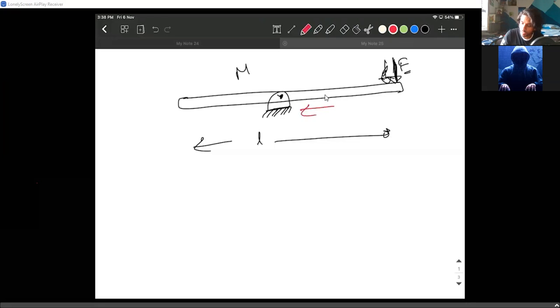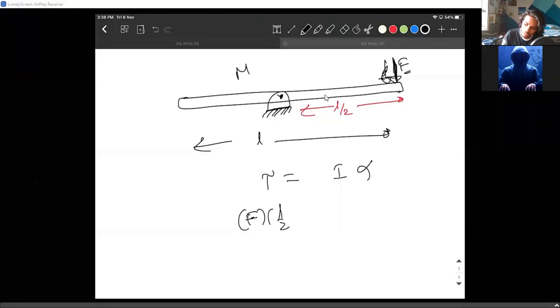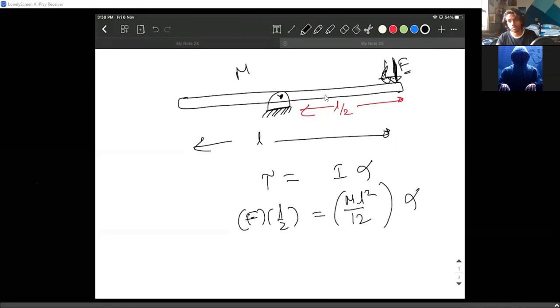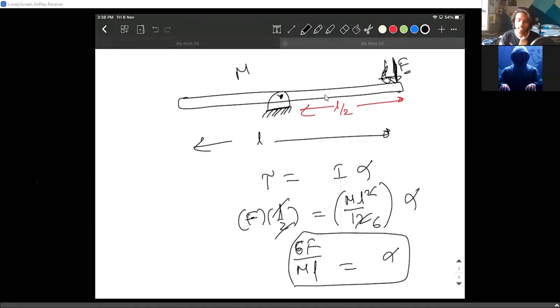Right, guys, check this. The perpendicular distance, first of all, is L by 2, since the rod is hinged in the middle. So torque equals I alpha. Torque created is nothing but F into L by 2. What is the moment of inertia of a rod which is hinged in the middle? It is mL square by 12, into alpha. Please check where you have gone wrong. L cancels out to 6, so alpha is nothing but 6F by mL. That is the angular acceleration of the rod. This is how you need to solve these kinds of problems.